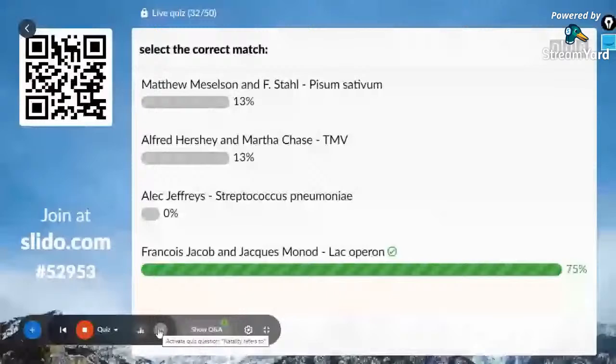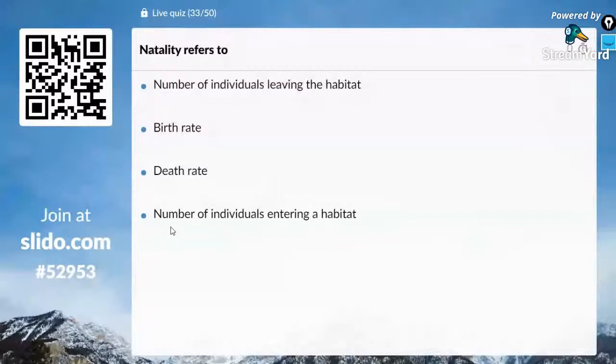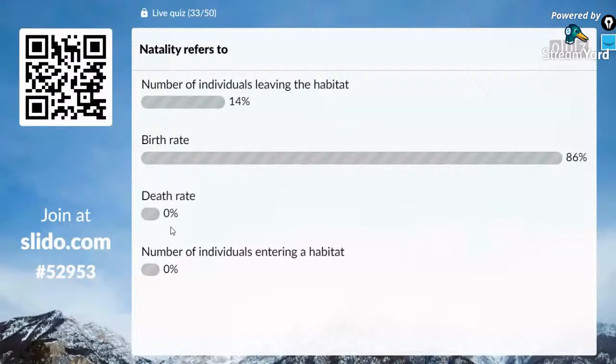2018 NEET paper question, AIIMS 2004 question also. Natality refers to the number of individuals leaving the habitat, birth rate, death rate, or number of individuals entering a habitat. Yes. Guys, how can natality be the number of individuals leaving the habitat? It is the birth rate.